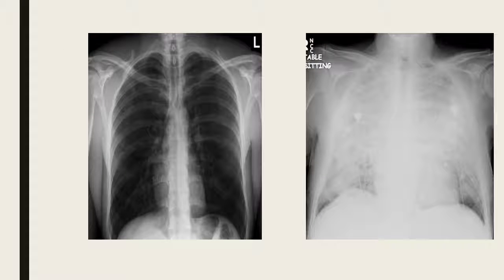This is an x-ray of a person who is in ARDS. So if you're looking at the screen and you're seeing the x-ray on the left side, that is a normal chest x-ray of the cardiac silhouette as well as the lungs. We don't have anything going on there. That would be considered an unremarkable or a normal chest x-ray.